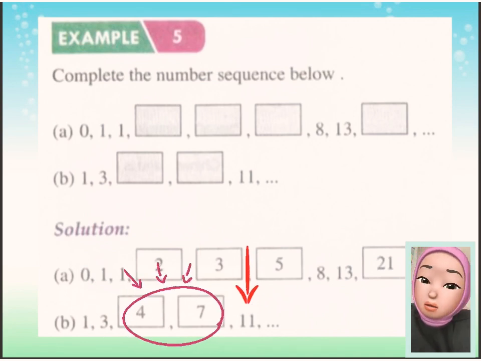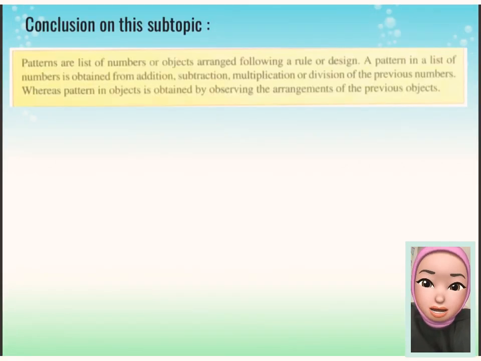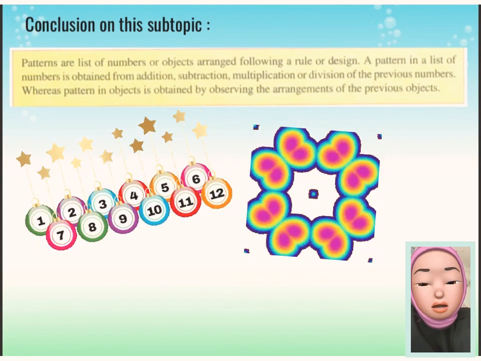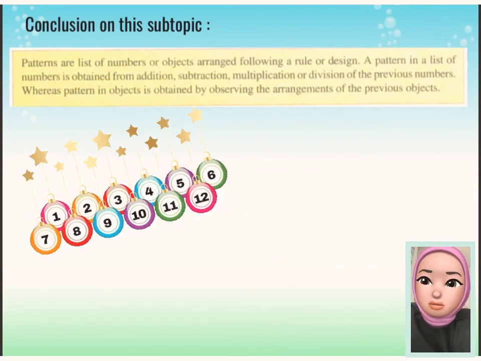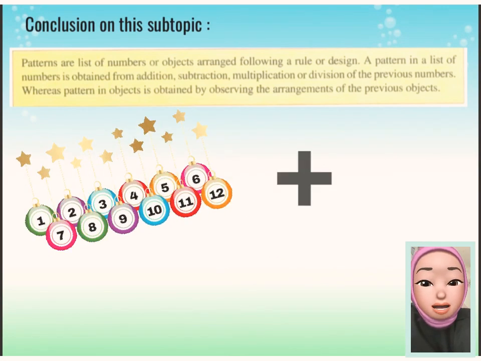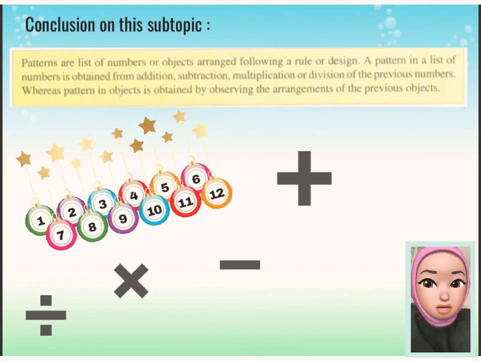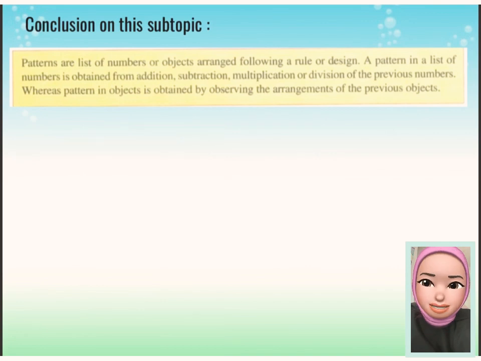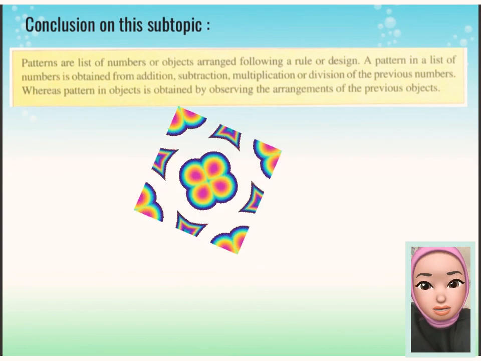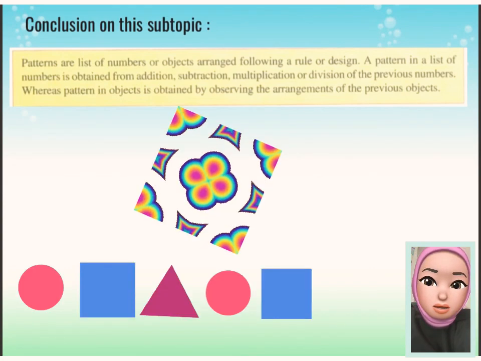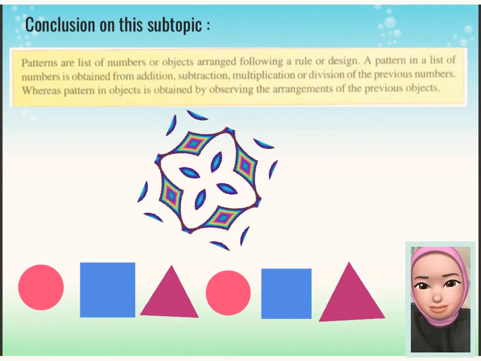So, in conclusion, patterns are lists of numbers or objects arranged following a rule or design. A pattern in a list of numbers is obtained from addition, subtraction, multiplication, or division of the previous numbers. Whereas a pattern in objects is obtained by observing the arrangement of the previous object.